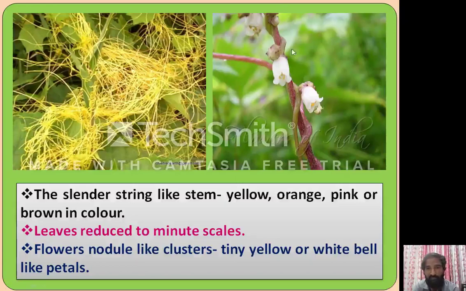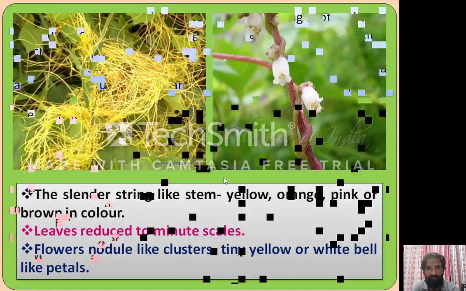Here you see the flowers. These flowers are nodule-like clusters, and many flowers are arranged in a node, which is called a cluster. They have yellow or white bell-like petals. Coming to the next slide.